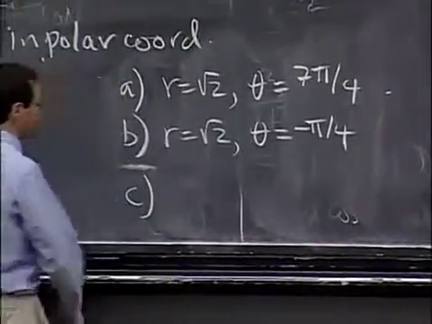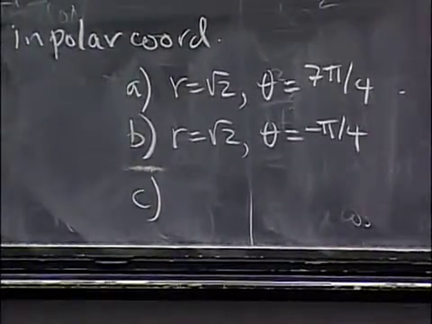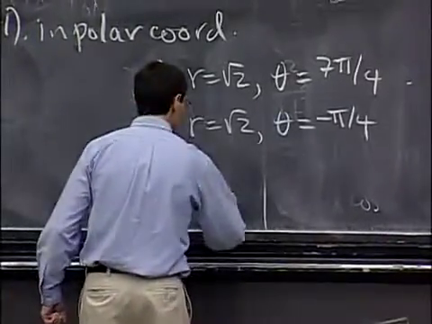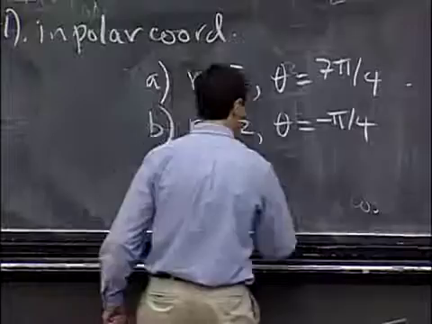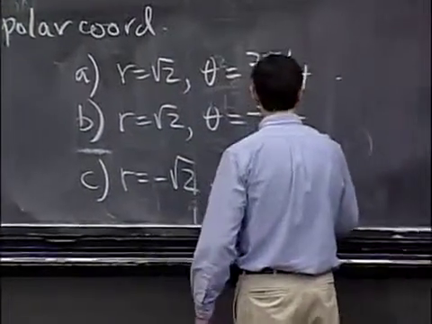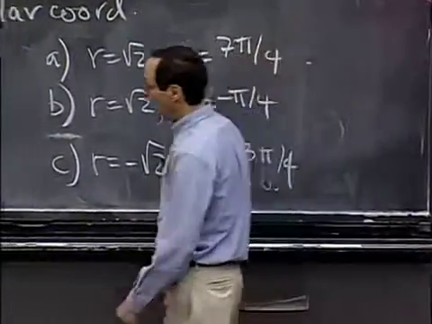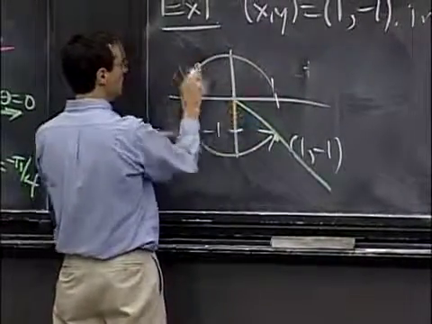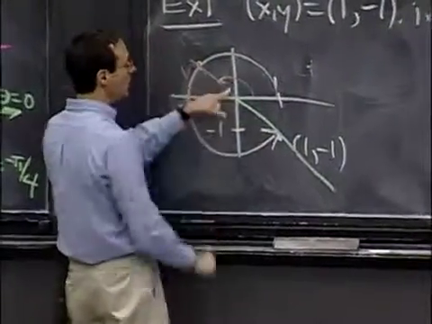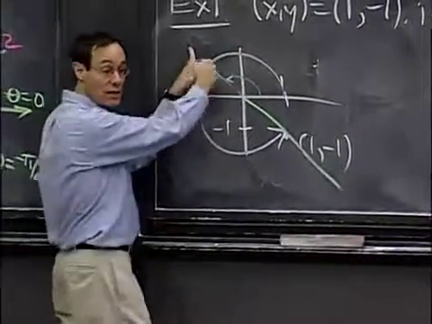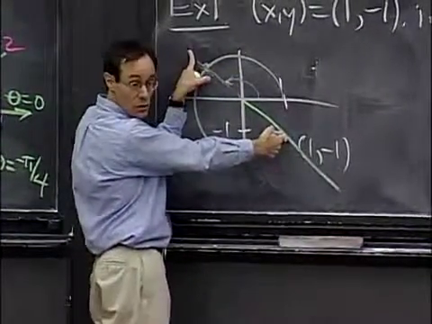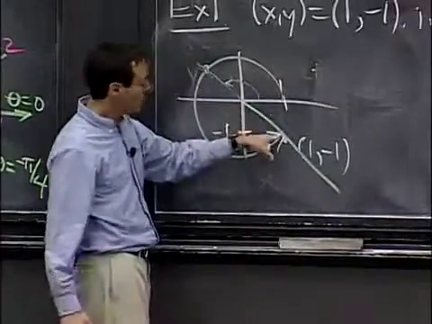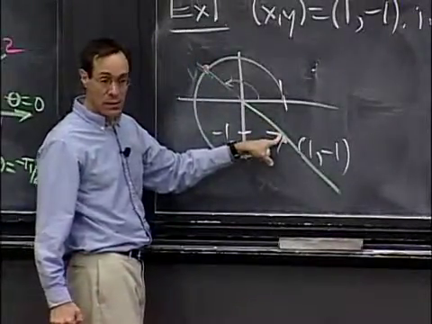A third possibility, which is even more dicey but also legal, is r equals minus square root of 2, theta equals 3 pi over 4. Now what that corresponds to doing is going around to here. We're pointing out in the 3/4 pi direction, but then going negative square root of 2 distance. We're going backwards. So we're landing in the same place. So this is also legal.